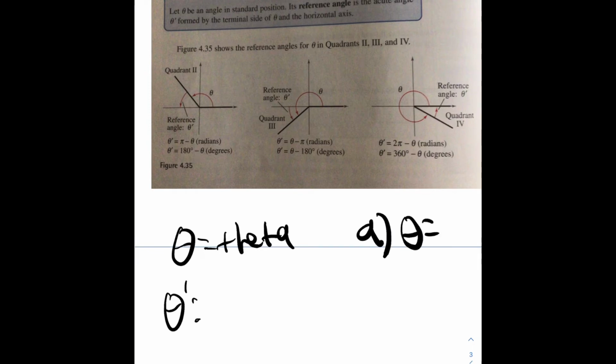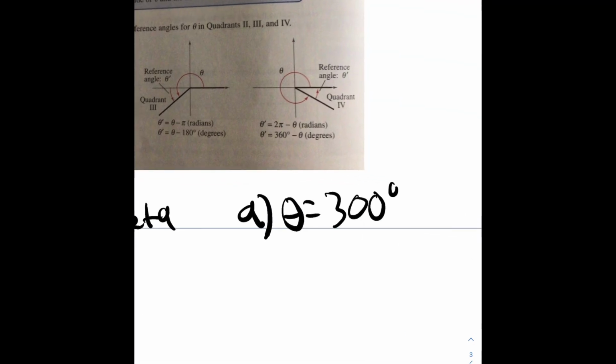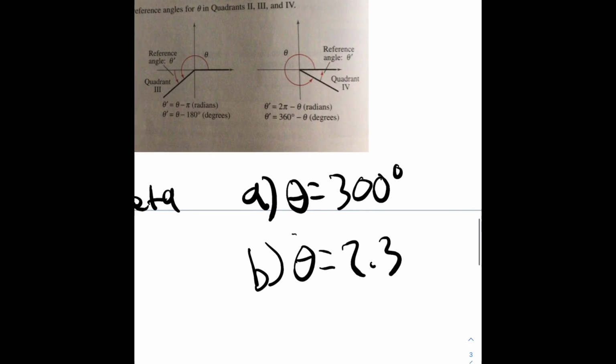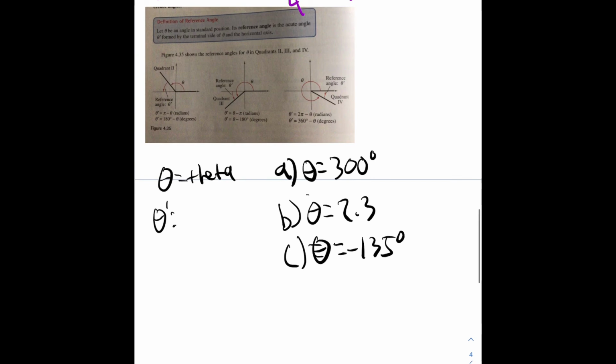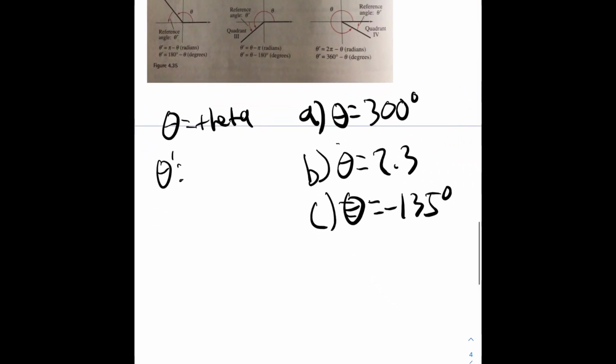All right, so just real quick, a few examples. If we want to find the reference angle of theta, so again, if this is theta, our reference angle could be showing like this with a dash. So we want to find these. A, theta equals 300 degrees. B, theta equals 2.3. And C, theta equals negative 135 degrees.